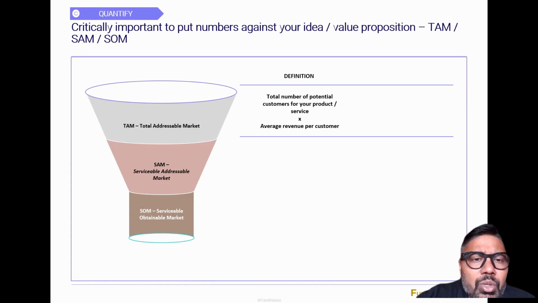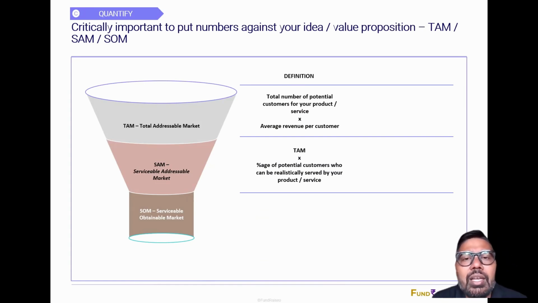The second concept that we are talking about here is serviceable addressable market, called SAM. Essentially, what does it mean? It means that on the overall TAM that you have calculated in the step above, what is the percentage of potential customers who can be realistically served by your product and service? I will explain it through an example shortly. But the idea here is that you narrow down the funnel specifically to the customers who will be happy to pay for your product or service and who can be potentially served by it.